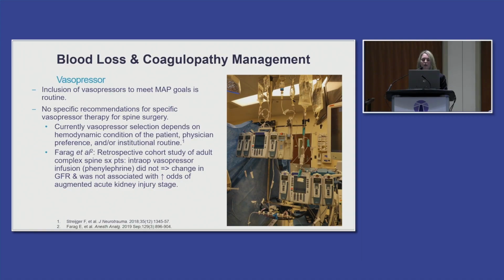Dr. Ehab Farag et al. performed a retrospective cohort study of adult complex spine surgery patients. They reported that intraoperative vasopressor infusion with phenylephrine did not lead to a change in glomerular filtration rates and was not associated with increased odds of augmented acute kidney injury stage. And they said tolerating hypotension to avoid vasopressor use would probably be a poor strategy.